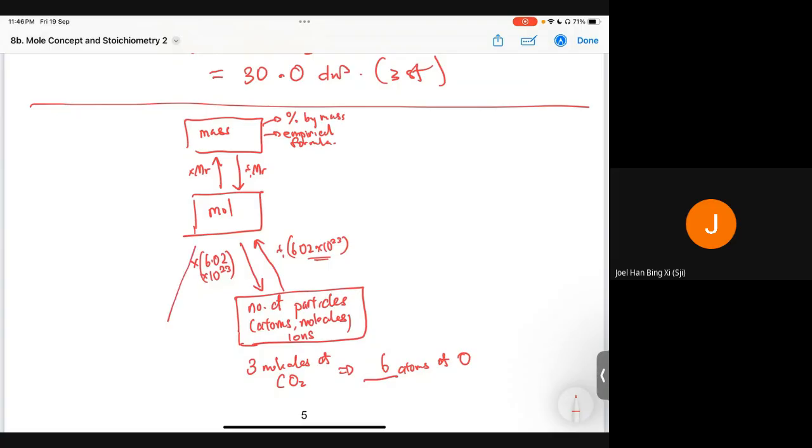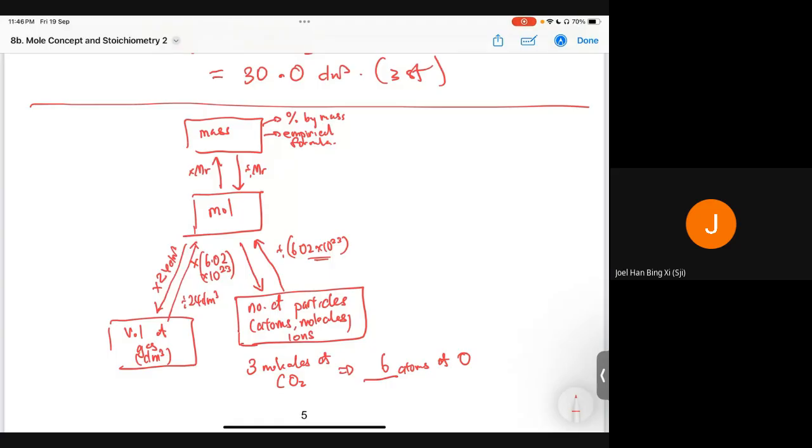The next one, most of you are very familiar with. From mole, you can convert to the volume of gas, which is in dm cube. So mole to this is actually multiplied by 24 dm cube. Or to interconvert back, you divide by 24 dm cube. So this was a second portion. This was another portion that you all learned to interconvert between the volume of gas and number of moles.